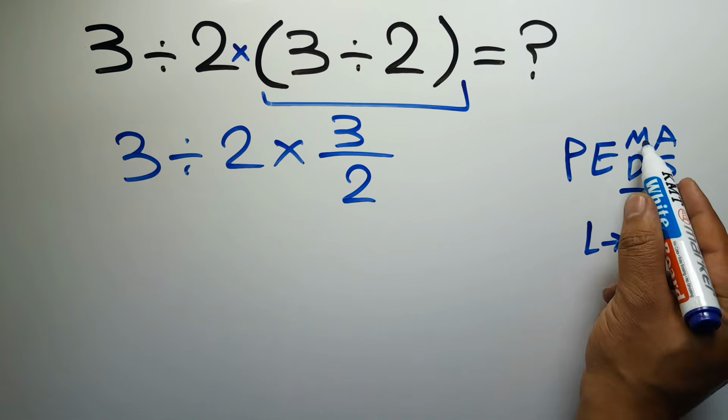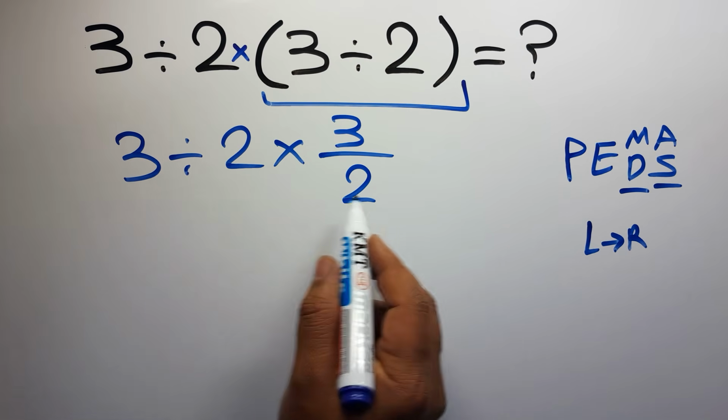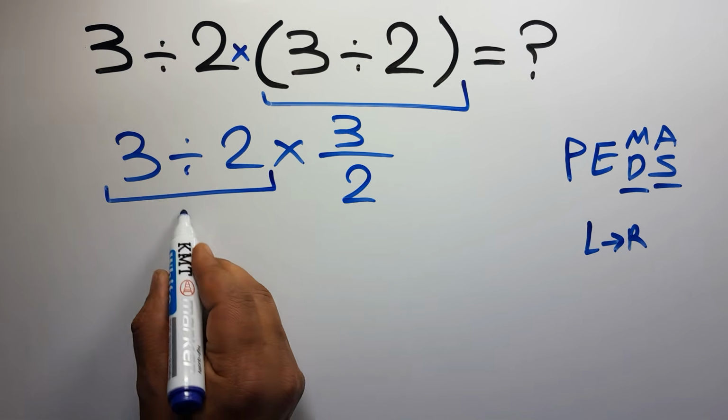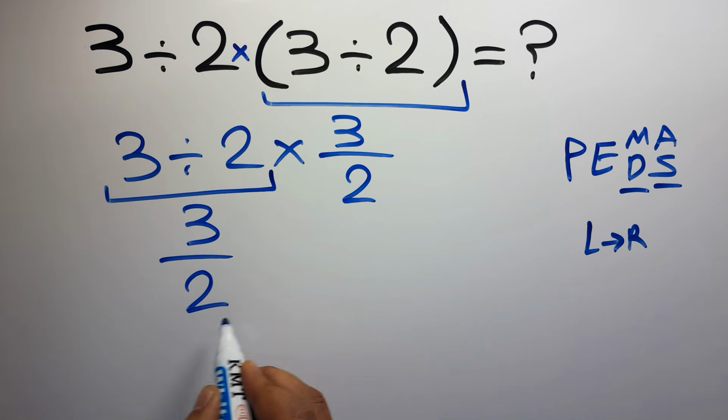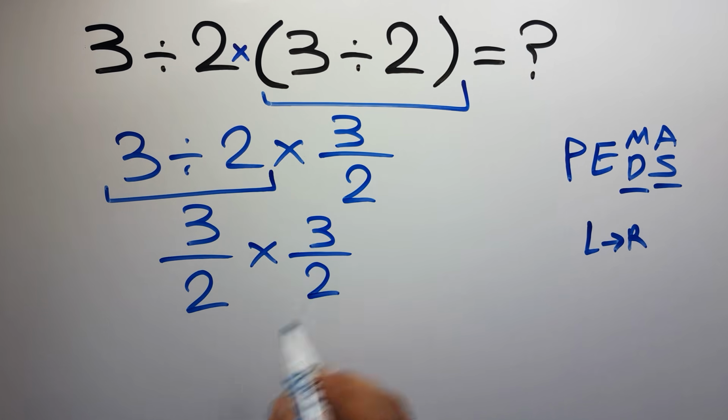As I said, multiplication and division have equal priority and we have to work from left to right. So here, first we have to do this division. 3 divided by 2 can be written as 3 over 2. And here we have times 3 over 2.